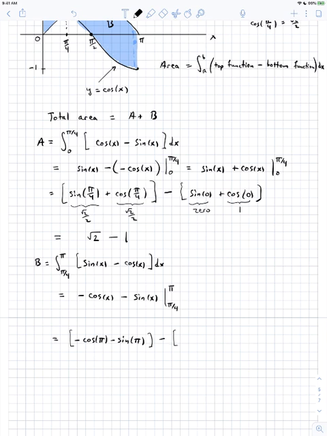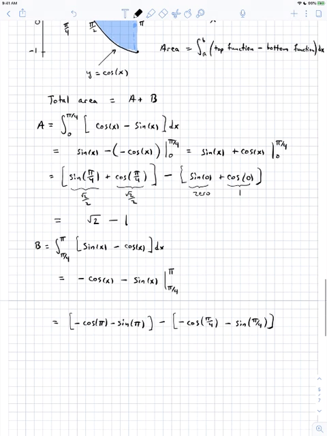Minus, so that's at the upper limit of integration at pi. Now we're going to have minus cosine pi over 4 minus sine of pi over 4. And again, we know what all of these things are. Sine of pi is 0, just like sine of 0 is 0. Cosine of pi is a negative 1. And of course, we already know that cosine of pi over 4 is square root of 2 over 2, and same for sine of pi over 4, square root of 2 over 2.